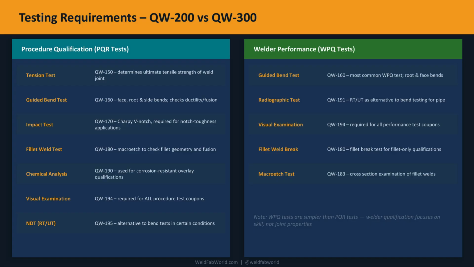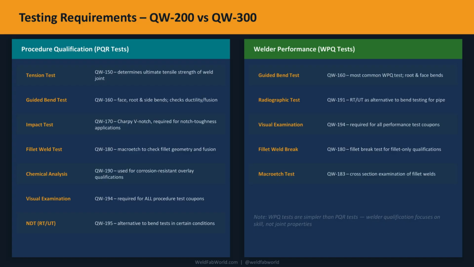Checks geometry and fusion. Visual examination QW 194. Required on all test coupons before destructive testing. RT or UT QW 195. For P1 to P1 butt welds, can substitute for bend tests in certain conditions.